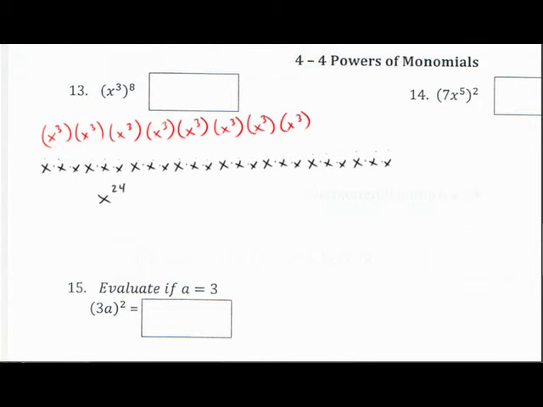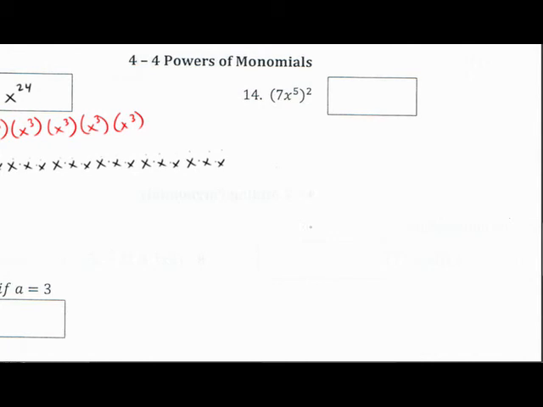If you look at this 24 here, what's a way that I could get 24 by interacting 8 and 3? Well, all I have to do is take 8 times 3, and I would get x to the 24th. And that's my quicker way to do this. Instead of writing it out, all I do is 8 times 3, and I get the same answer of x to the 24th.